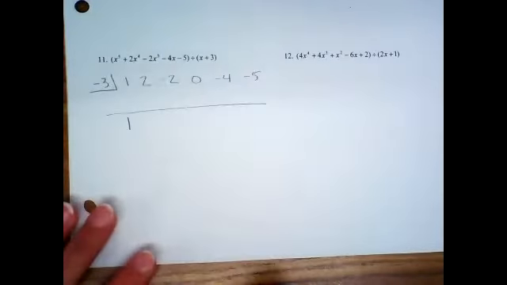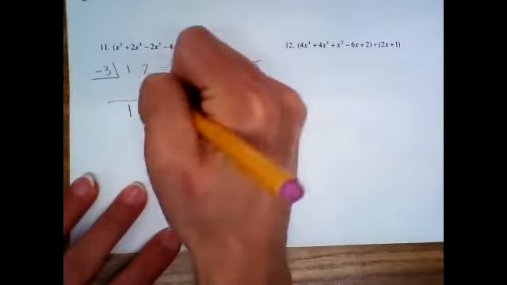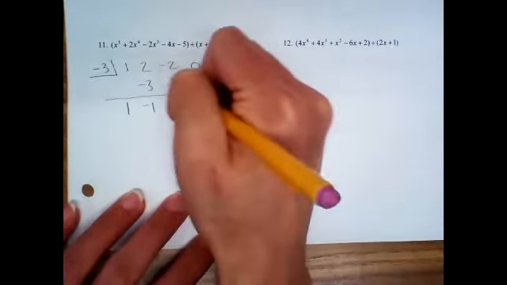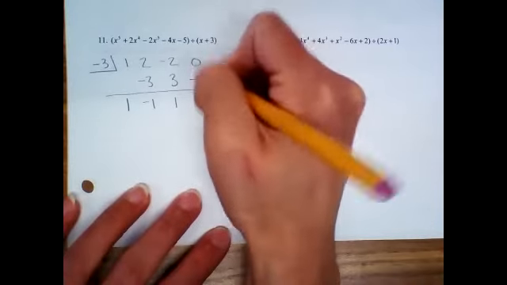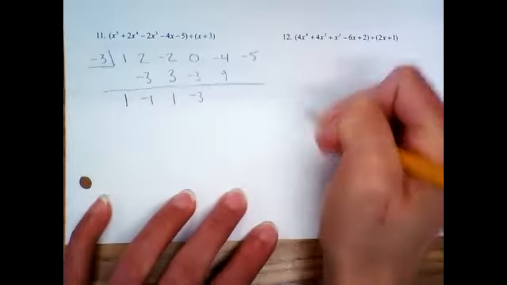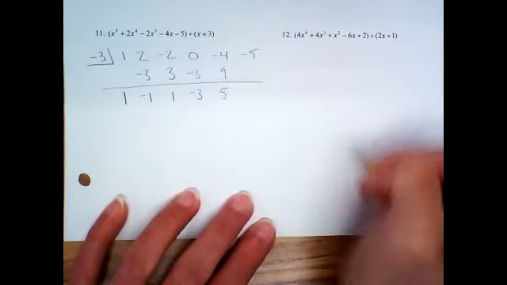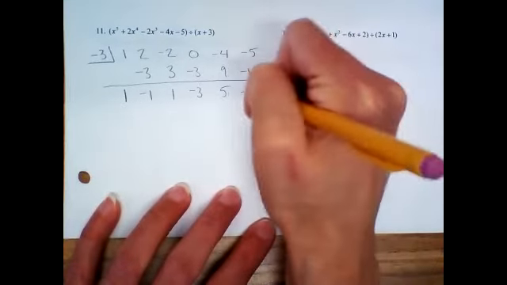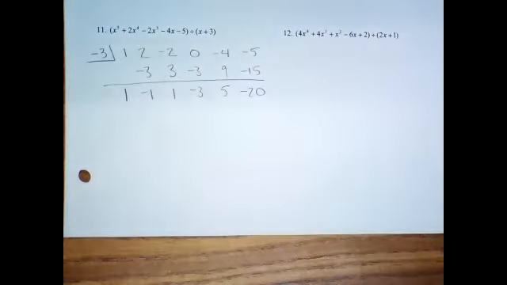So bring down the first number. We're going to multiply, add. This will be -3. Add, you get -1. Multiply again, you get +3. Add, you get 1. Again, I'm going to keep the numbers little for you. Multiply again, you get -3. Add, you get -3, because that's 0. -3 times -3 will be 9. Add, you get 5. -3 times 5 will be -15. Add, you get -20. What power are we going to start with when we put the variables back in?